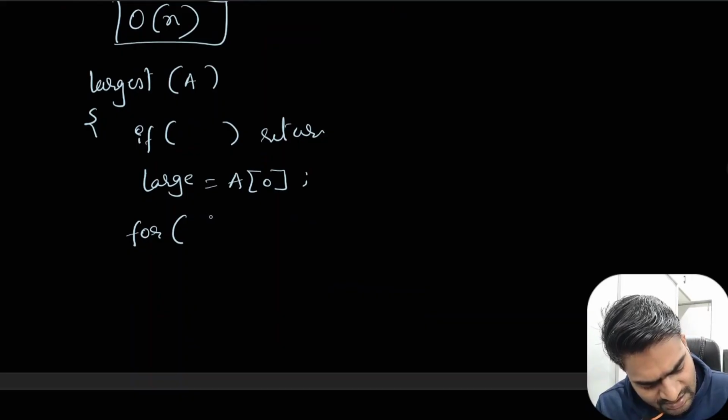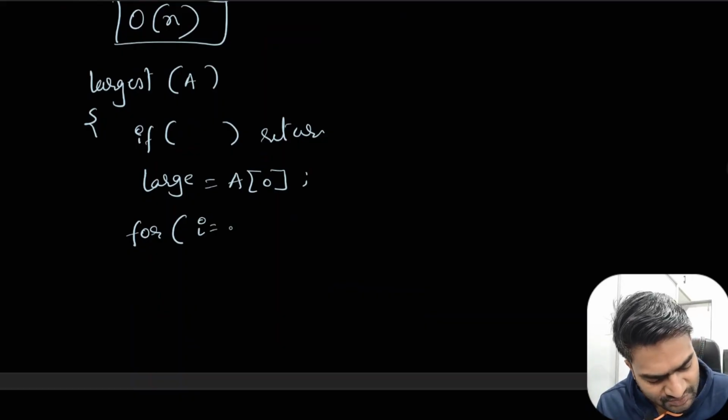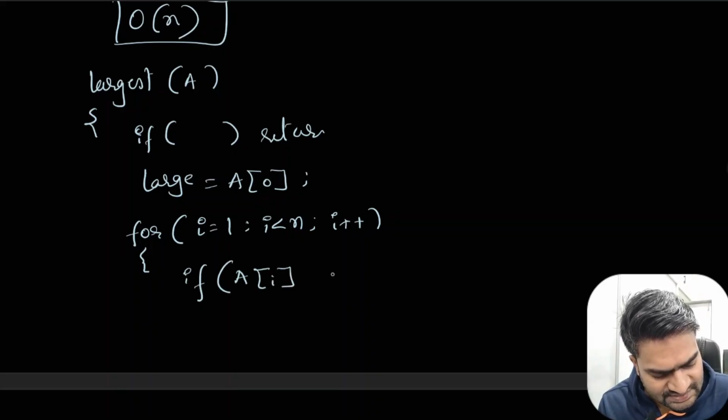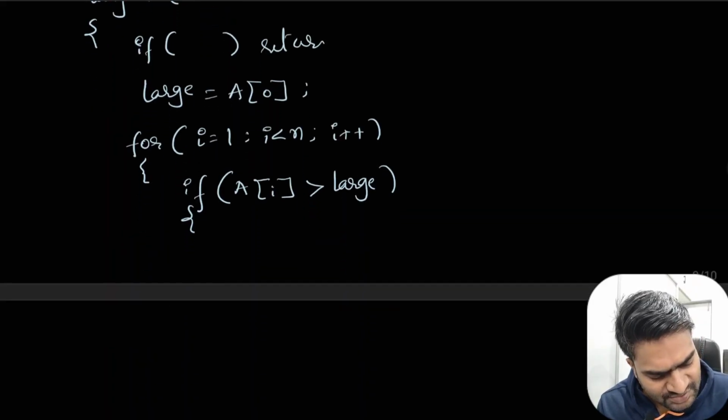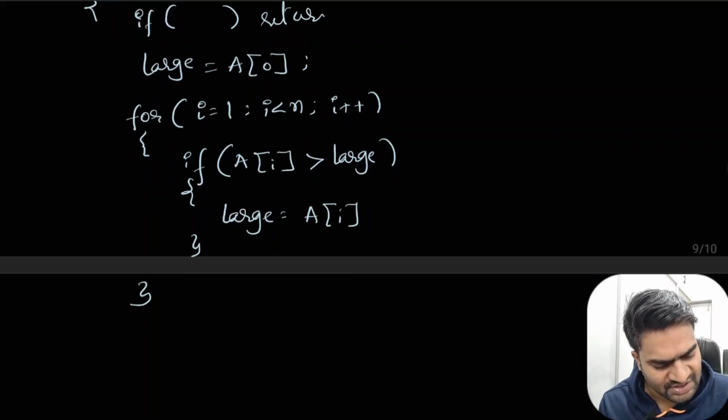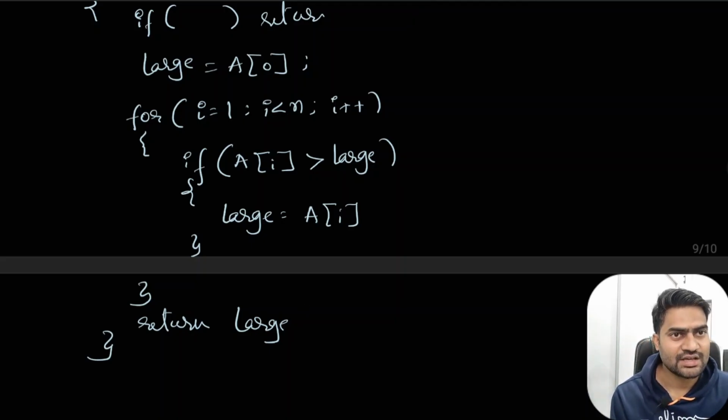Okay. Now I will use a for loop from i equal to 1, i less than n, i plus plus. Then I will check if A of i is greater than large, then I will simply update large equal to A of i. So once this for loop completes, I will simply return my large. Okay, so this is how we find the largest number in the array.